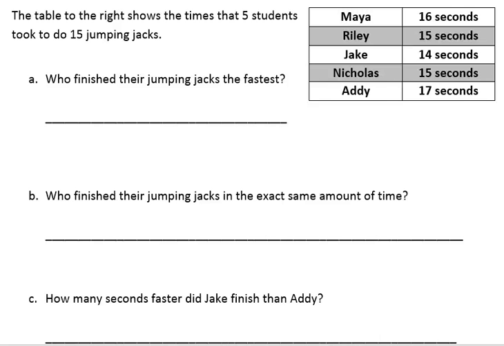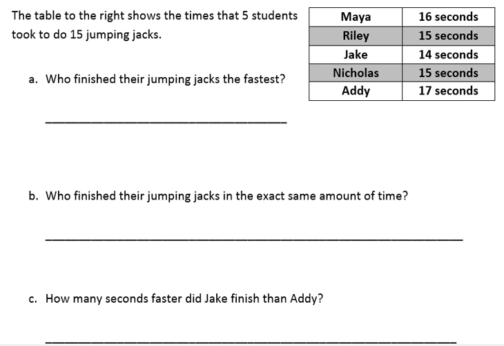This tutorial is for 3rd grade, Module 2, Lesson 1. In Module 2, the students will look at addition and subtraction concepts involving measurement ideas such as time and capacity. The first question says the table to the right shows the times that 5 students took to do 15 jumping jacks. So in this lesson, we're kind of introducing the students to time and reviewing the idea of how long a second is and showing time on a clock.